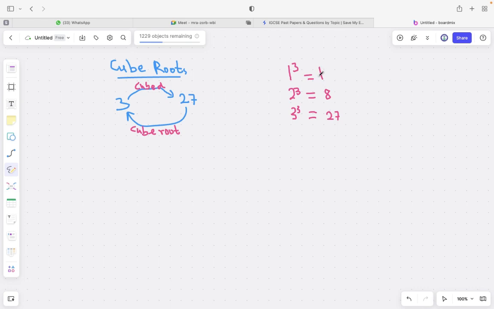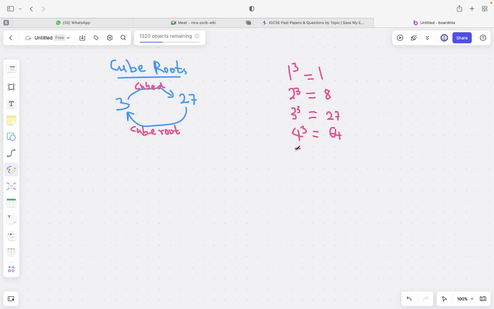So if we ask you to list cube numbers, 1 is a cube number, 8 is a cube number, 27 is a cube number. If I cube 4, I'm not going to get 12. Okay? This is going to be 4 times 4, which is 16, times another 4. That will give us 64. So 64 is a cube number. Although it's a square number, it's also a cube number.